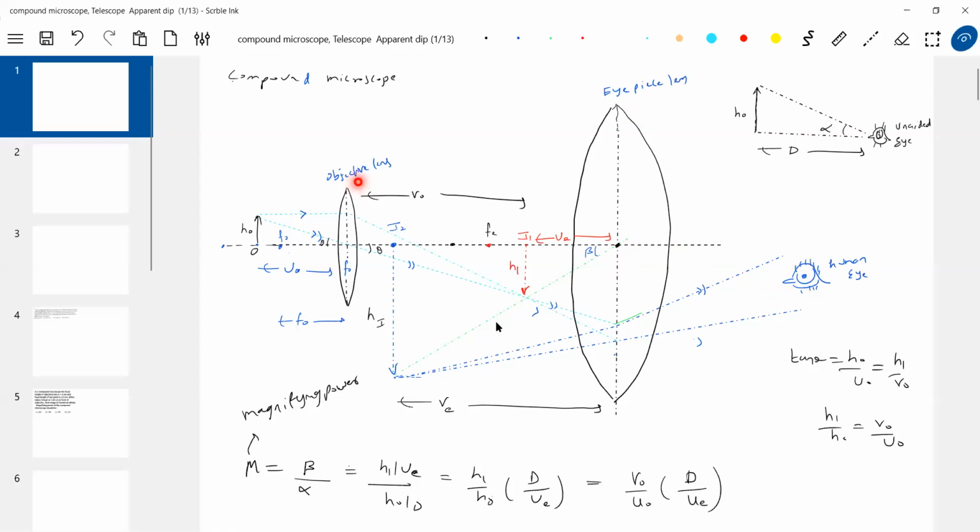Why is it called the objective? Because it's near to the object. The lens which is near to the object is called the objective lens. The lens which is near to the eye is called the eyepiece lens. Fine. This is the first case we'll go for.